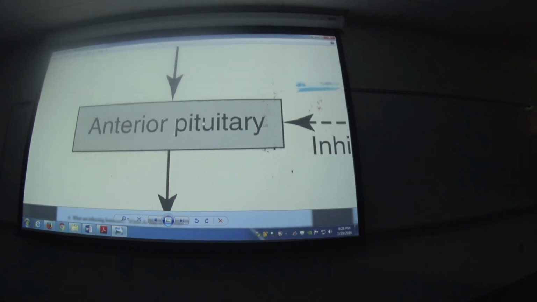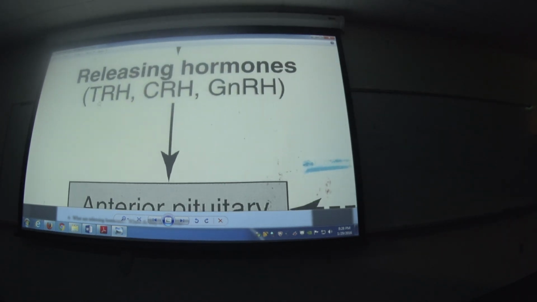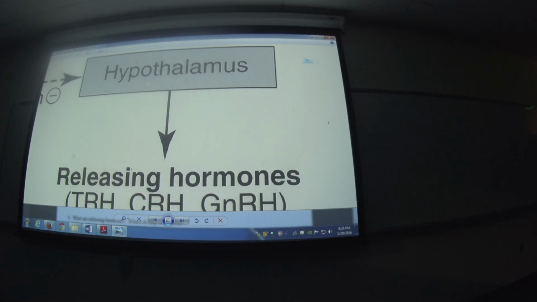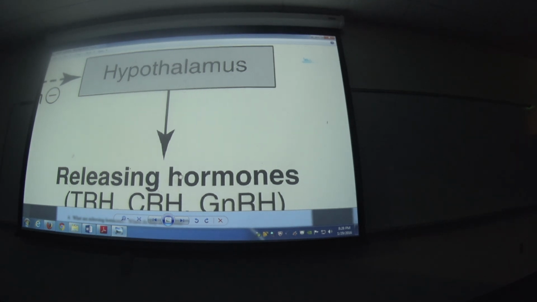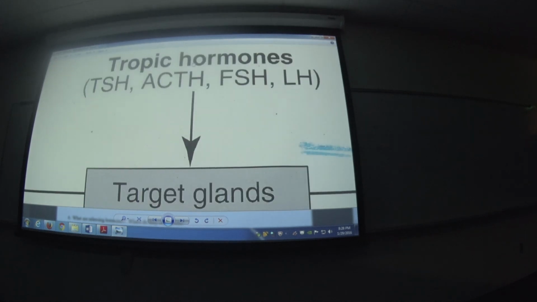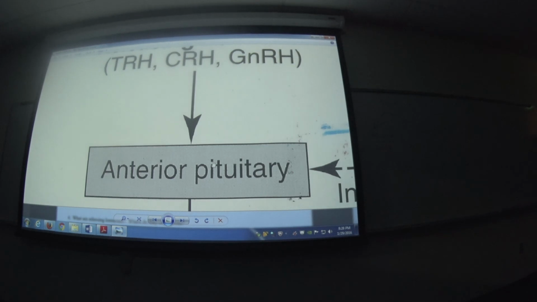The anterior pituitary is told to release them with these hormones. Those are made by the hypothalamus. So your brain says, give me thyroid. And then the pituitary says, okay, I'll give you thyroid. And then you get thyroid. So it's a chain of command where the hypothalamus is ordering the pituitary to order the thyroid to do something. All right? So releasings and tropics.